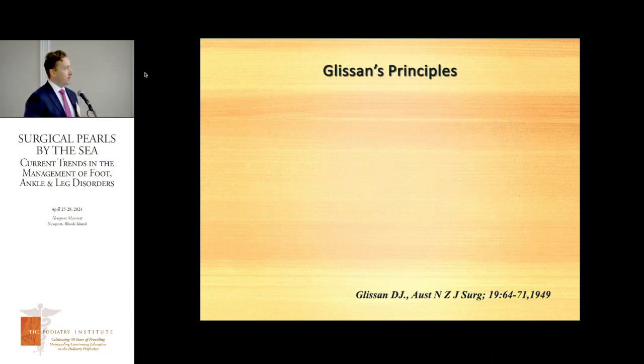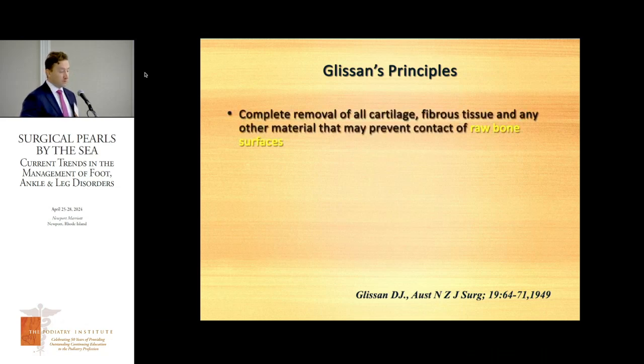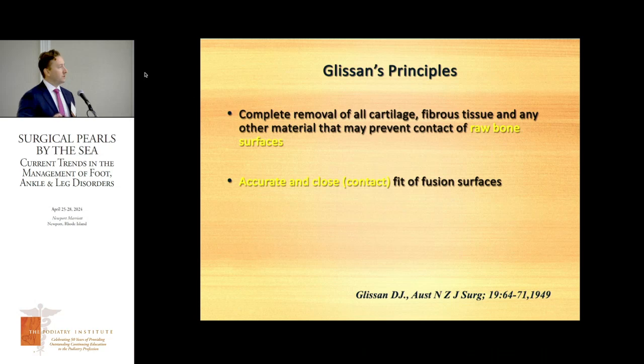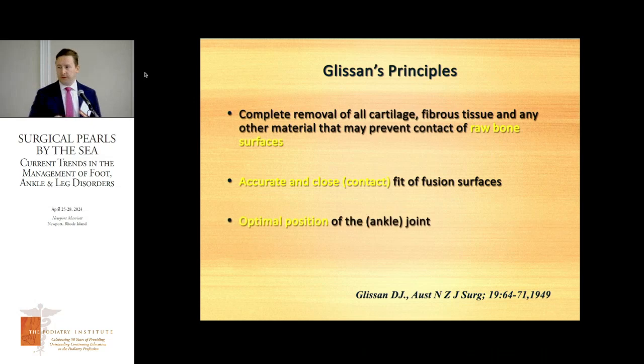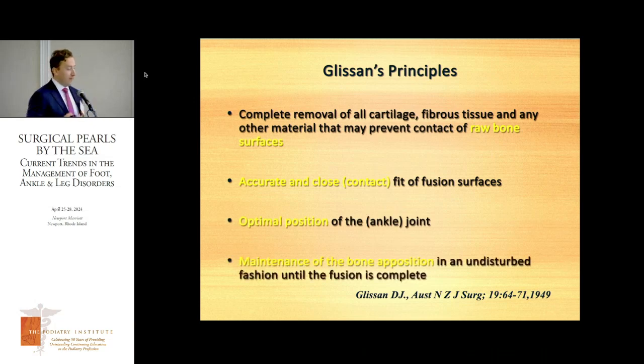This is the facet that this whole talk was started with: Glissane's principles, and we'll go through all of them. These are the principles of arthrodesis. Complete removal of all cartilage, fibrous tissue, and any material that may prevent contact of raw bone surfaces. Accurate and close-fitting contact across the fusion site. Optimal position of that joint, followed by maintenance of that bone apposition in an undisturbed fashion until the fusion is complete. These principles were written in 1949 by Glissane, and they're still applicable today.